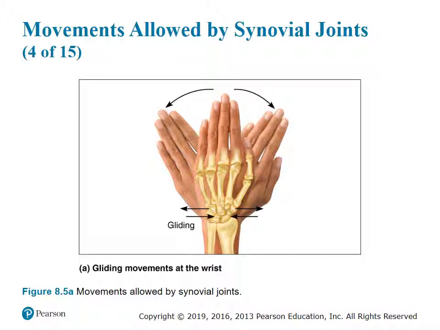Here's an example of a gliding joint, right? By doing this, this is what's actually happening. We're not moving any of this, we're just moving the wrist like this. So if I isolate, if I even grab this and just do this, this is kind of what we're seeing.